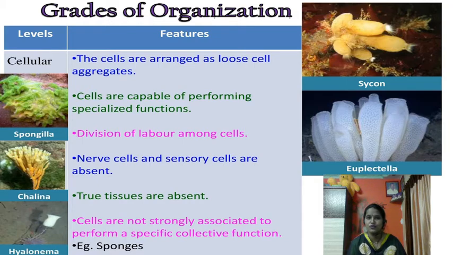So no tissues. Cells are not strongly associated to perform specific collective functions. They are just aggregation of cells. So examples is sponges. You should remember some of the examples like Spongilla, Leucosolenia, Hyalonema, Scypha, Euplectella. So these are the examples of organisms showing cellular grade of organization.